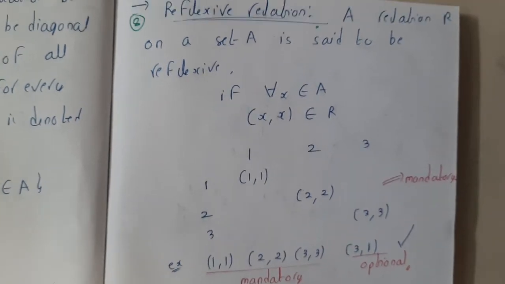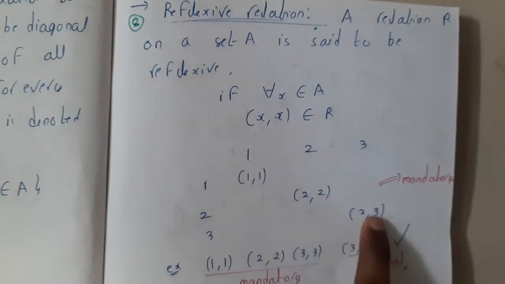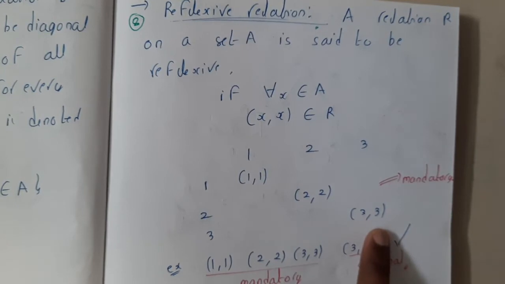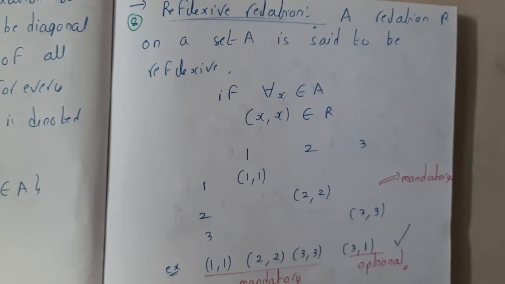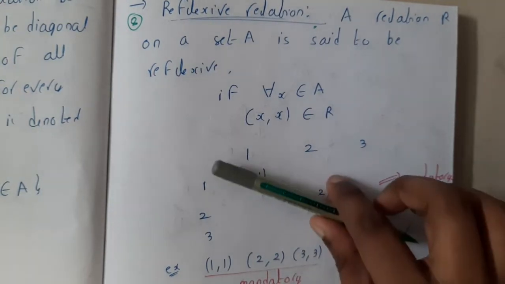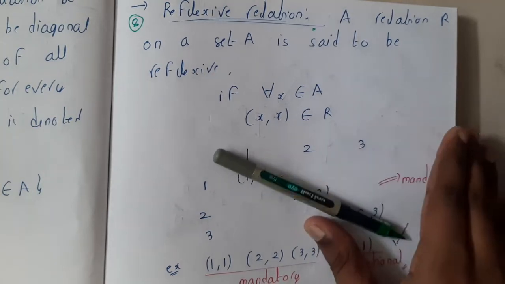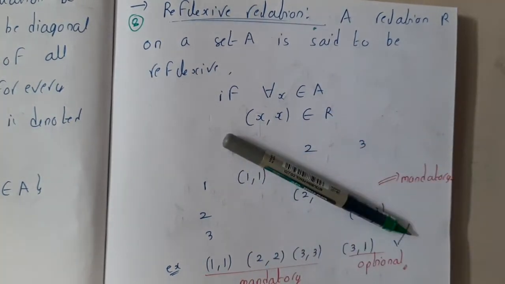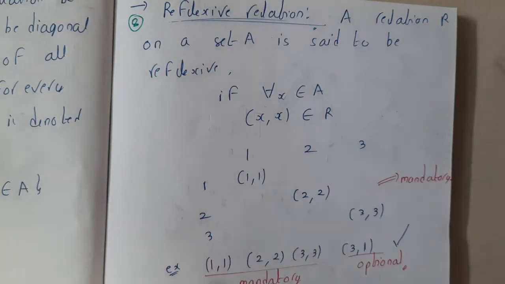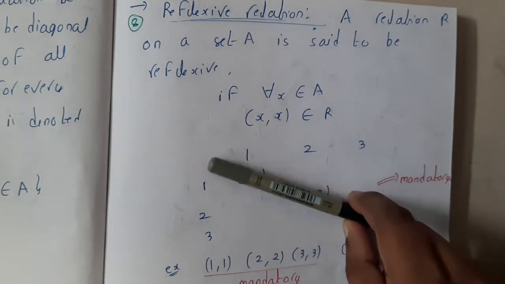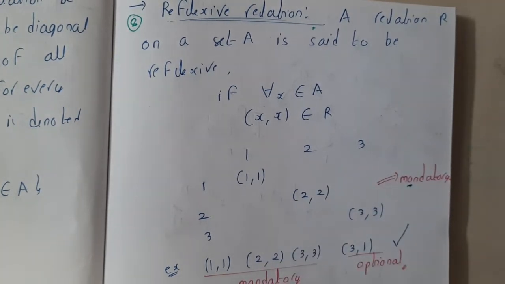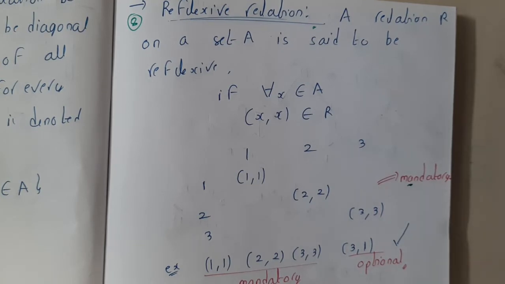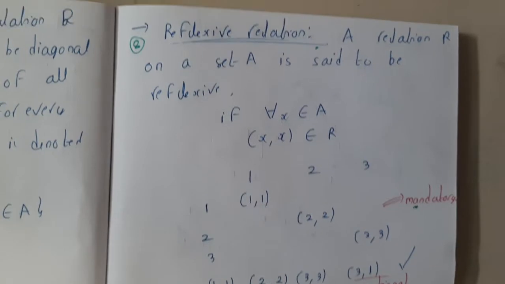What reflexive says is, you should have the diagonal, and you can have something extra also. I will agree for it, there is no issue for me. Diagonal says that other than diagonal anything should not be there, and each and every diagonal element should be there. Whereas reflexive says diagonal should be there mandatorily, but rest of the slots you can have, it's your wish. We'll be taking a few examples, so don't worry. Let us start.